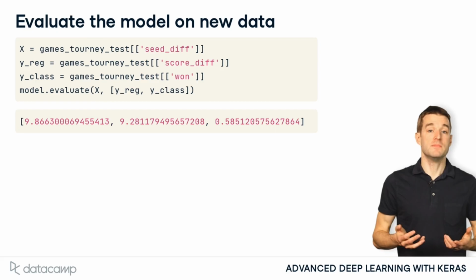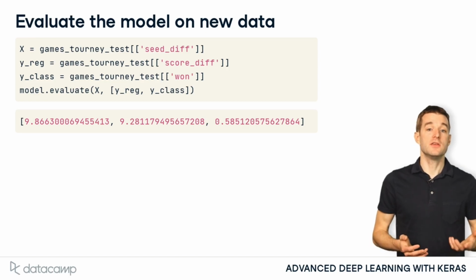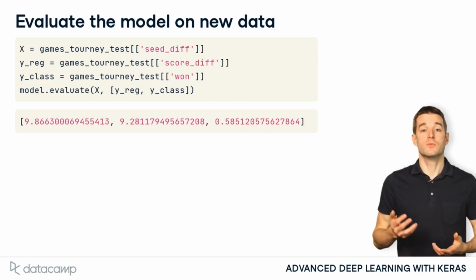So our model has a mean absolute error of 9.28 and a log loss of 0.58, which is pretty good. But I think you can do better with more data when you try for yourself.